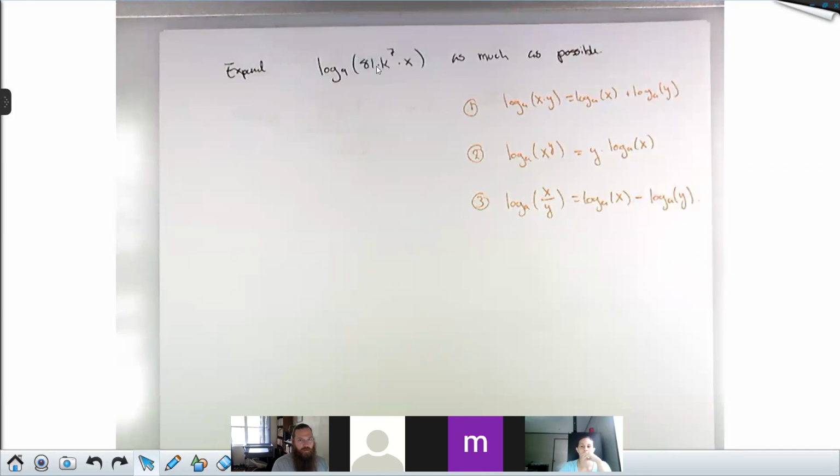I see inside here a bunch of multiplication. Yeah, 1 and 2. Very good. So we have to begin with property 1, because while this k is being raised to the 7, it's not true that everything inside is being raised to the 7. Once I have this piece on its own with its own logarithm, then I can use property 2 on it. But first I have to use property 1 to split this up into a log of this, plus a log of this, plus a log of this.